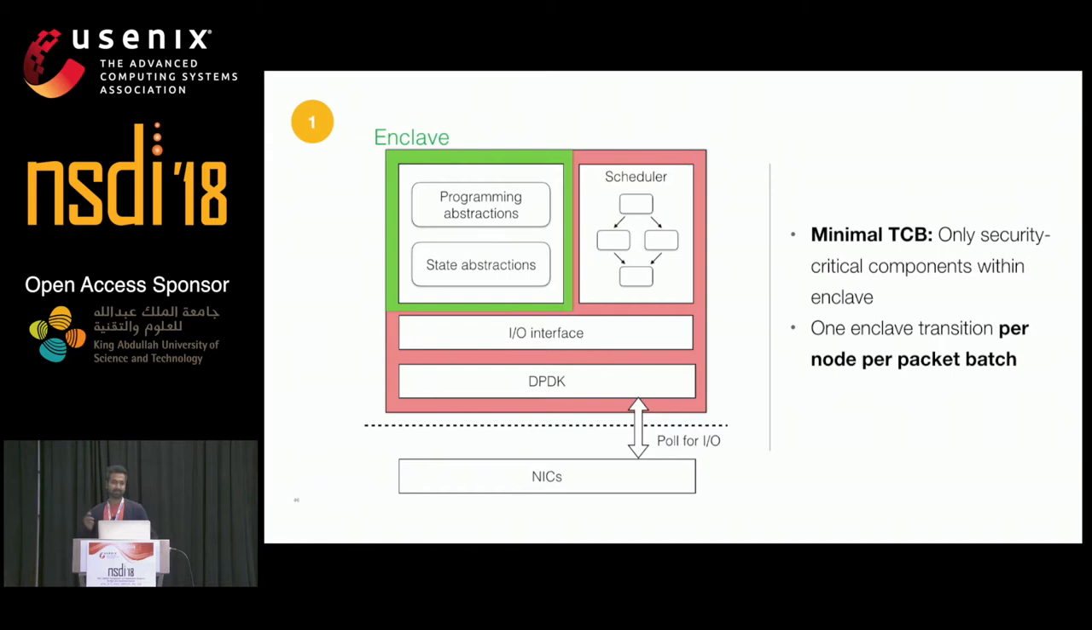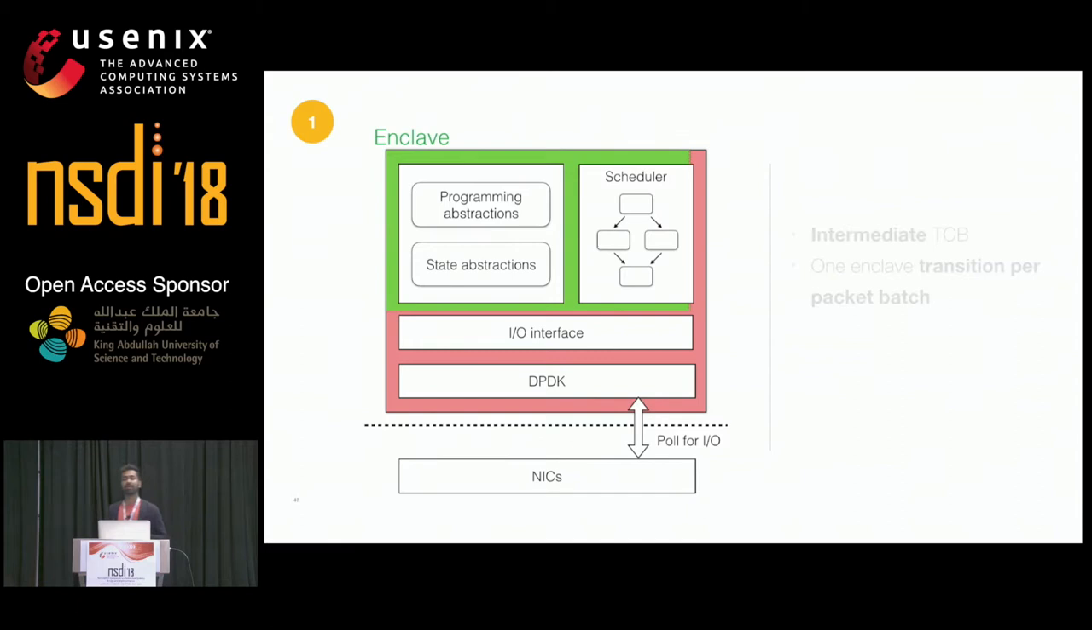So SafeBricks instead compromises. We also pull in the NetBricks scheduler inside the enclave, and this allows us to eliminate most of the transitions while processing packets. We get rid of all the transitions per node in the NF graph, only leaving us with a single transition per packet batch in the lifecycle of a packet.